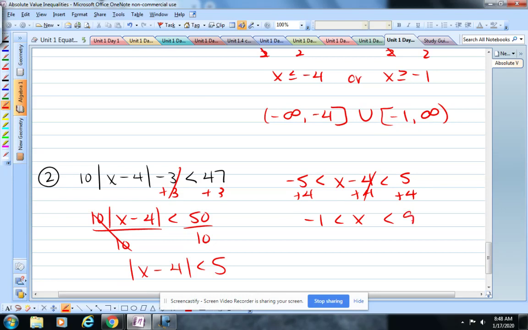Did y'all get that? And then you do a number line and you shade where? Together. And then you do your interval notation and you have a parentheses, negative 1, comma, 9, close parentheses. That's the end of notes for today.